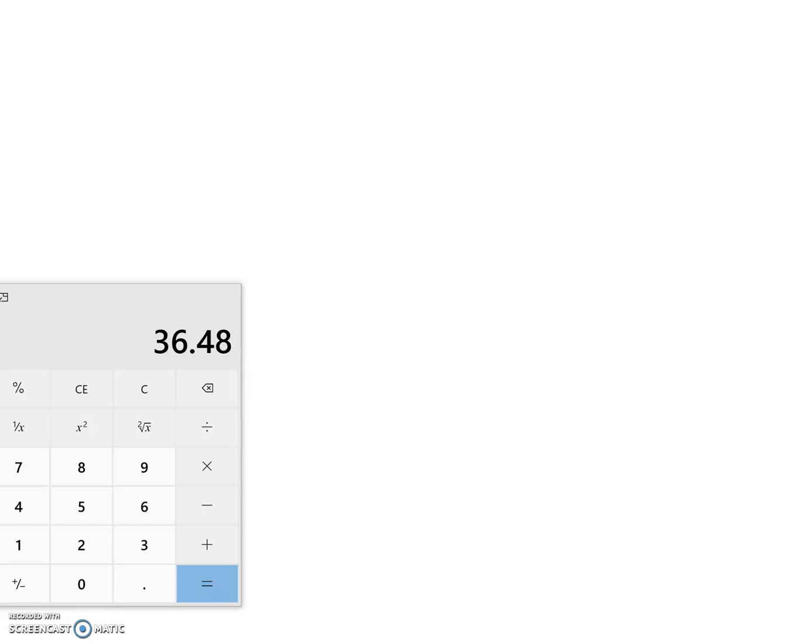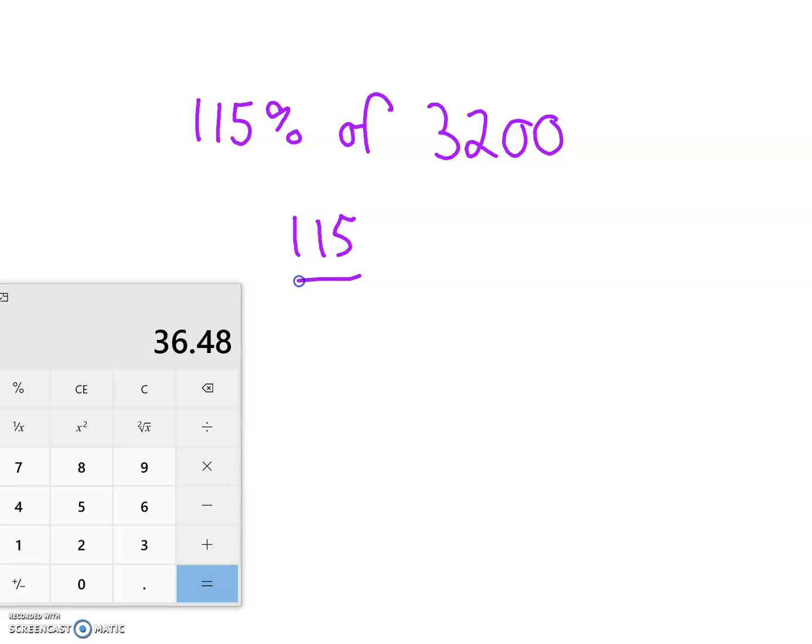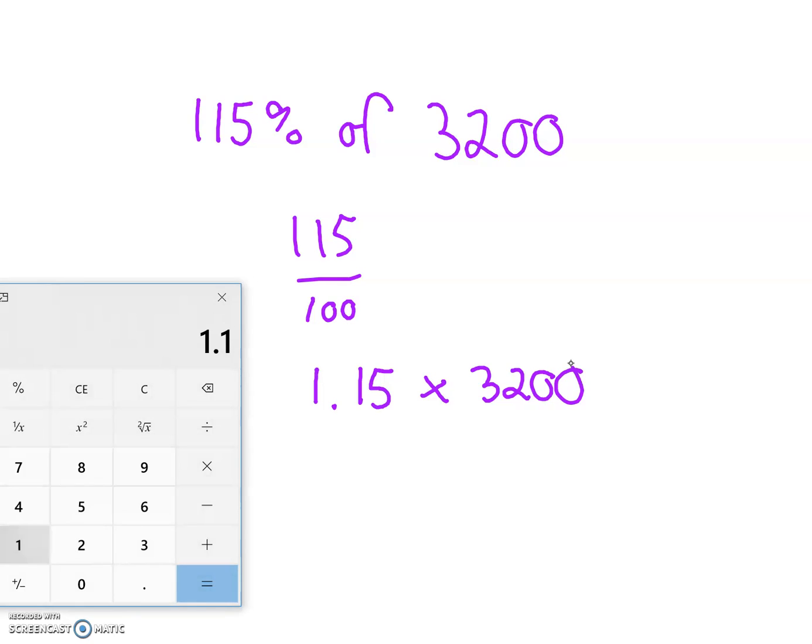So when you get one of these things, especially if it's something like what's 115% of 3,200? Well, all you got to do is say that 115% really is 115 per 100. So do that division, you get 1.15. Multiply that by 3,200, and you got your answer. So 1.15 times 3,200, there's your answer, 3,680.